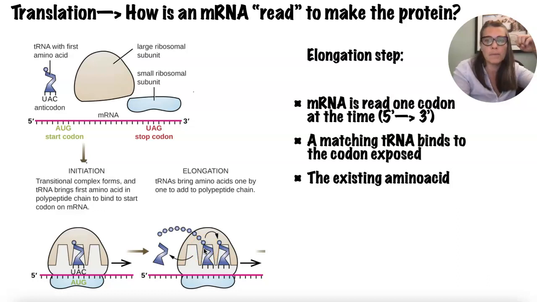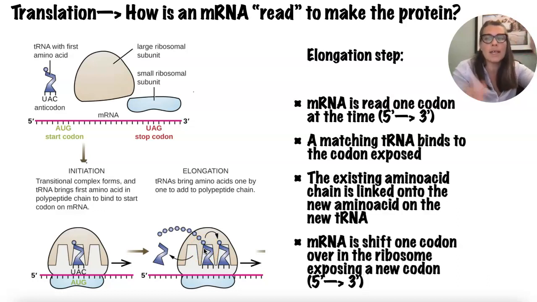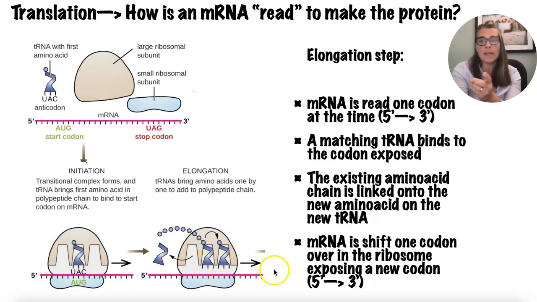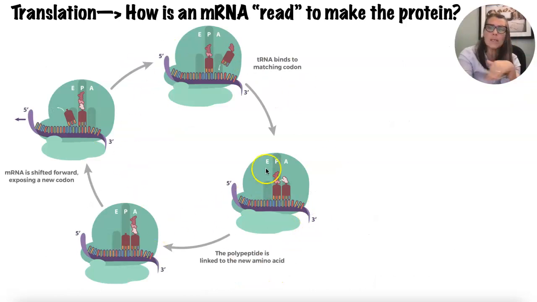Okay. So elongation is a way for the machine, the ribosomes, to move and read one codon at a time of the messenger RNA. So your ribosome is reading the messenger RNA one codon at a time from 5 to 3, and is going to say, hey, this matching tRNA needs to come and bind to that codon that is exposed. And it keeps going, and the existing amino acid chain, which is this one, is going to go to the new amino acid on the new tRNA, which is this one here, and then keeps going.